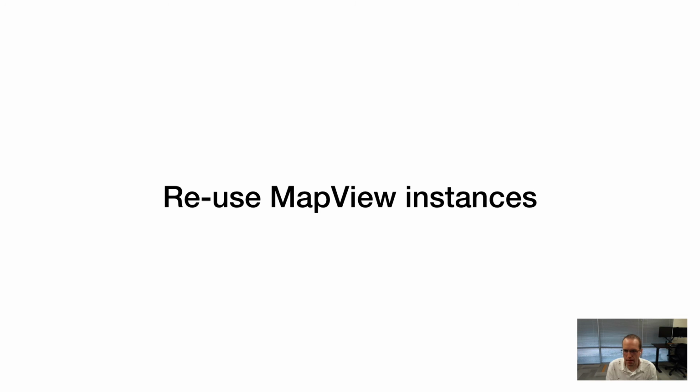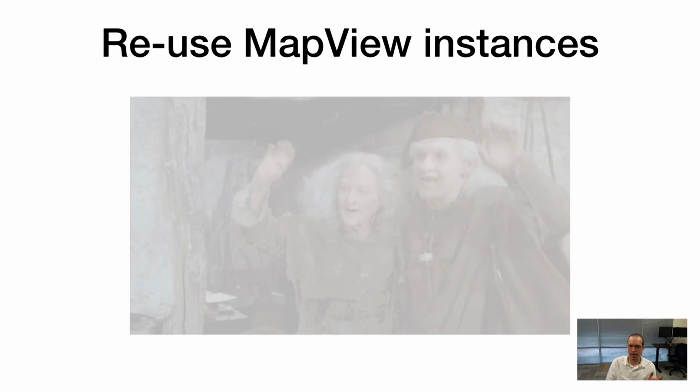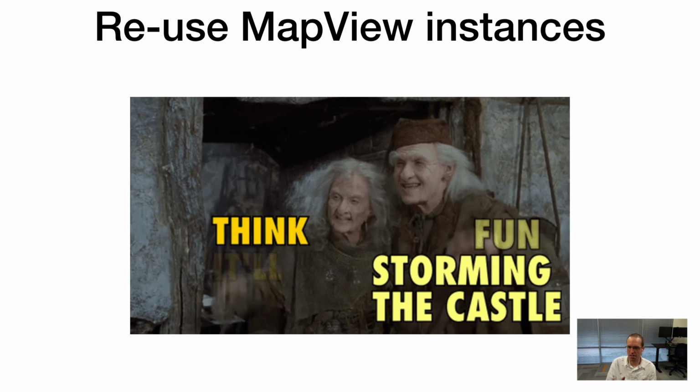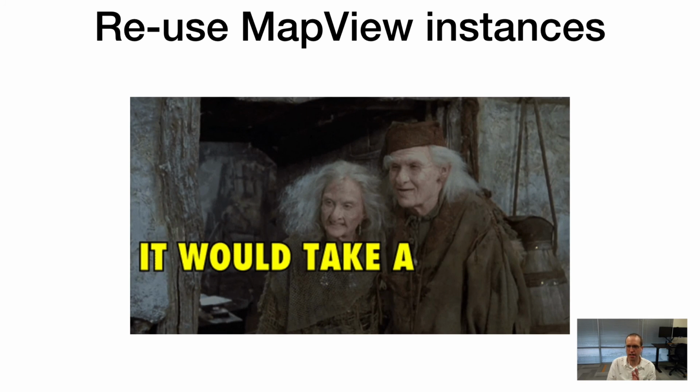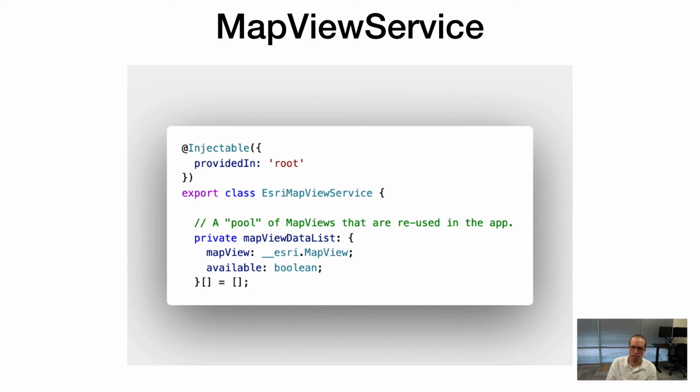Let's talk about reusing map view instances. Now you might think, wow, reusing map view instances, that's a little bit different than what I'm accustomed to. You know, it might take a miracle to get that to work. But it's really not too bad. We're going to create a map view service. It's also going to be a singleton Angular service in the application, and this is going to maintain a property, map view data list, that will effectively be a pool of map views that are reused in the app. This is an array that contains objects comprised of an Esri map view for 4x and a note whether it's available to be used or not.